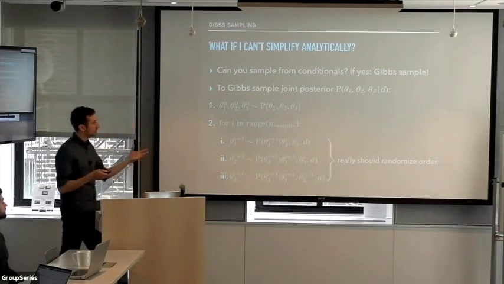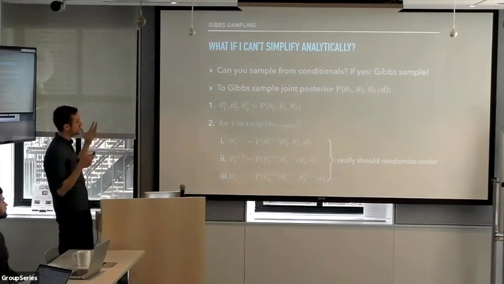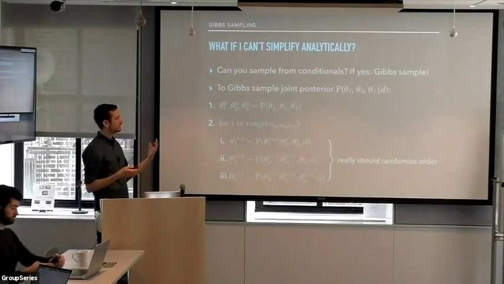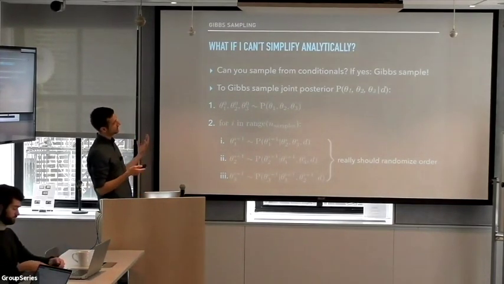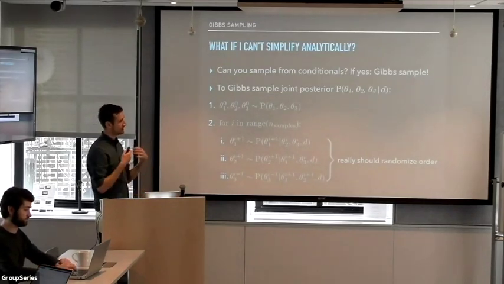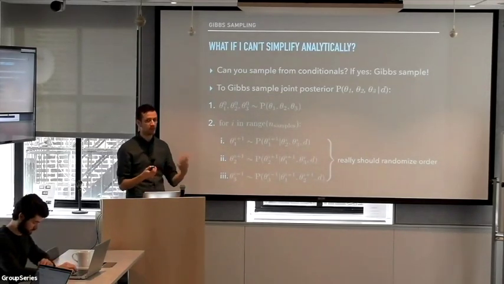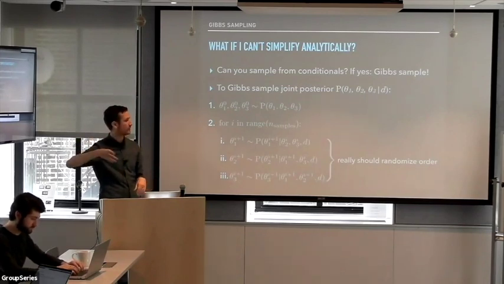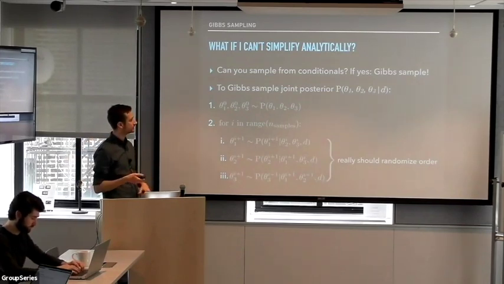So Gibbs sampling conceptually is very simple. All that Gibbs sampling is basically saying is that in order to sample from the posterior of interest, you just have to loop through every single parameter and sample from its conditional distribution, okay?